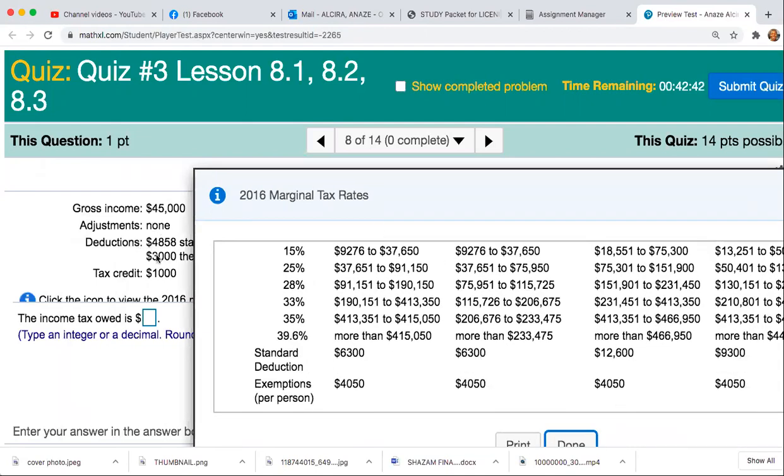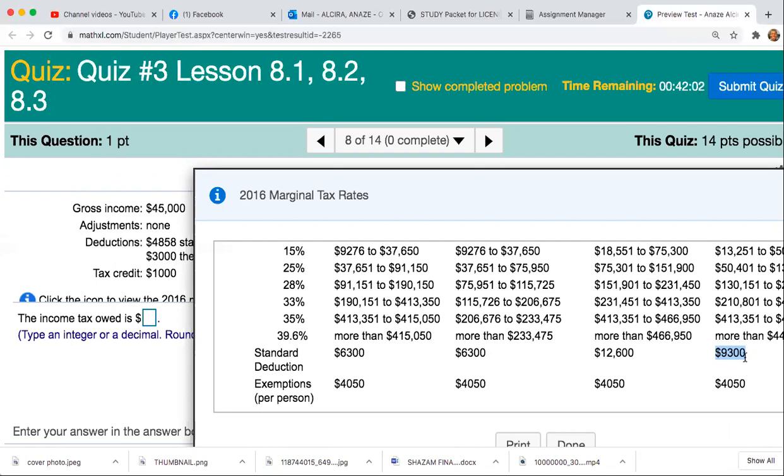Over here, if you look carefully under the deductions, you have $4,858 plus $3,000. If you add these two amounts, you're going to get $7,858. You want to compare that to the standard deduction. When doing tax returns, for the deductions either you take the standard, which is what the government allows, or you take the itemized deduction, which is the list you come up with. So this person is coming up with $7,858 versus the standard at $9,300.